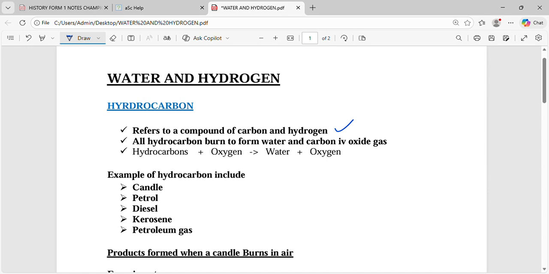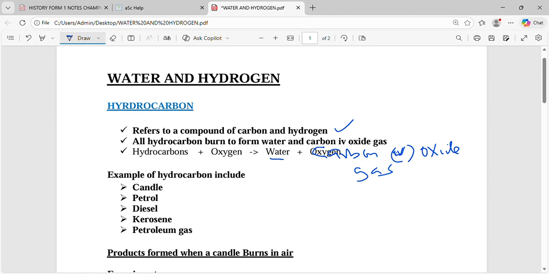All hydrocarbons burn to form water and carbon dioxide gas. So any hydrocarbon will burn to form water and carbon dioxide gas. If you are asked what are the products of burning hydrocarbon, they are water and carbon dioxide gas.